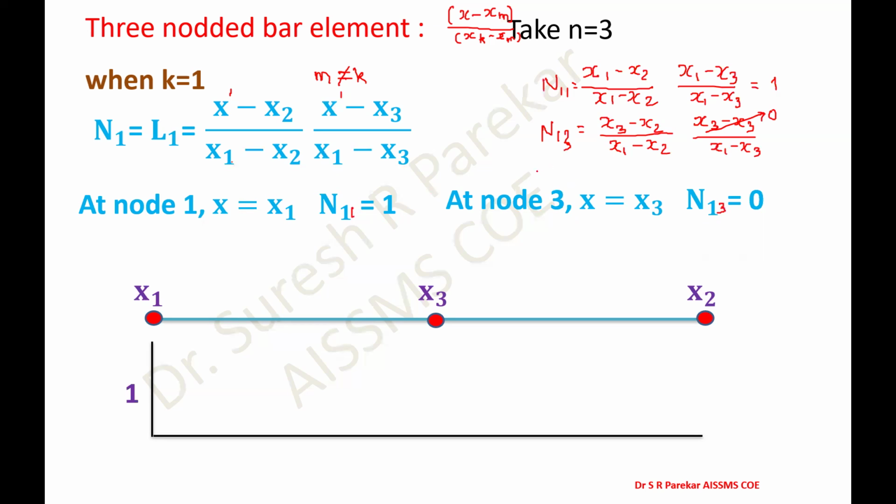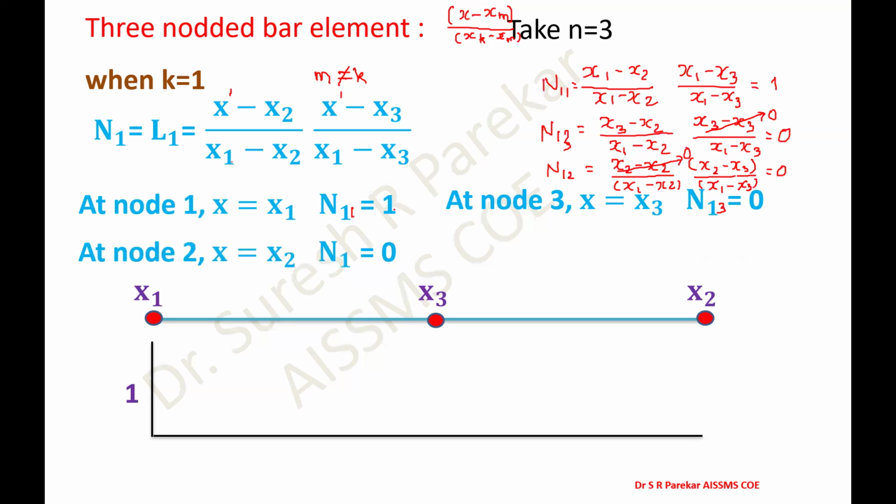Now n at node 2. So I have n1 at x equal to x2. Then I have x2 minus x2 becomes 0. I need not write other terms also, which will be x2 minus x3. But as first term becomes 0, so automatically all terms that will be multiplying, it becomes 0. And therefore we have this term is 0. So we have at node 2 also value is 0. So shape function of 1 at node 2 is 0. And then we will plot. So we have this value.